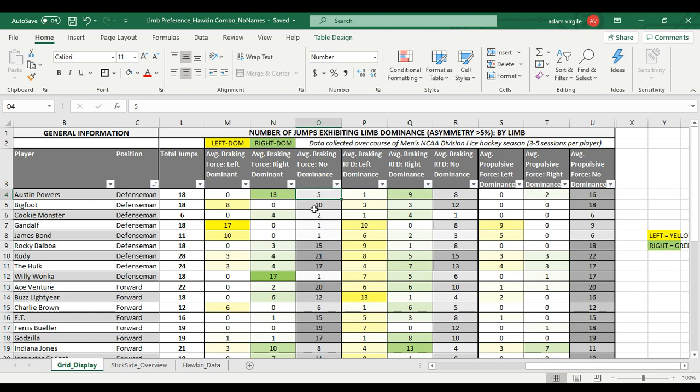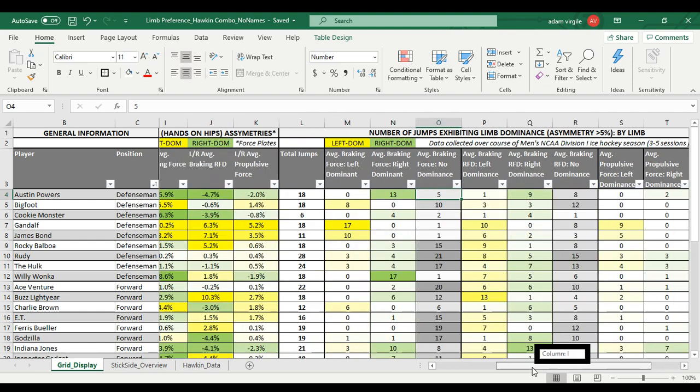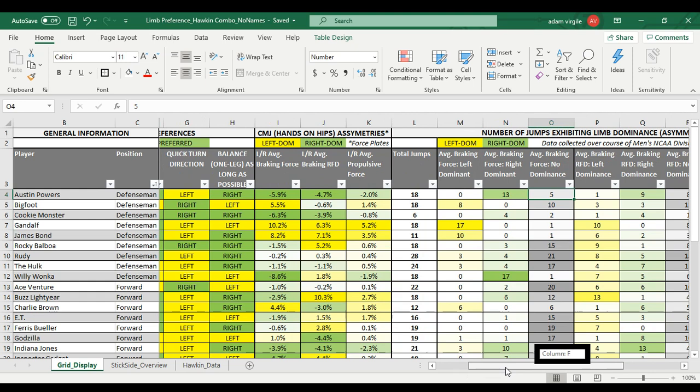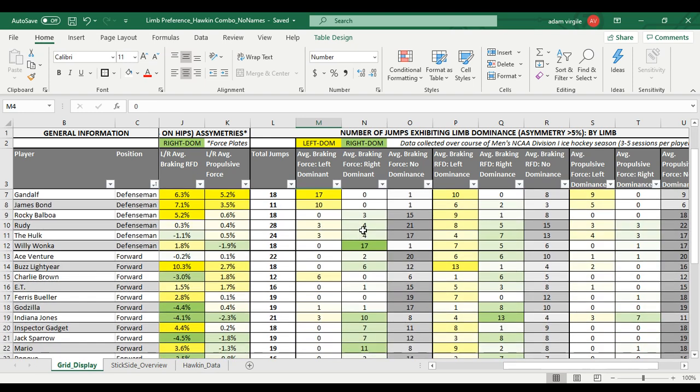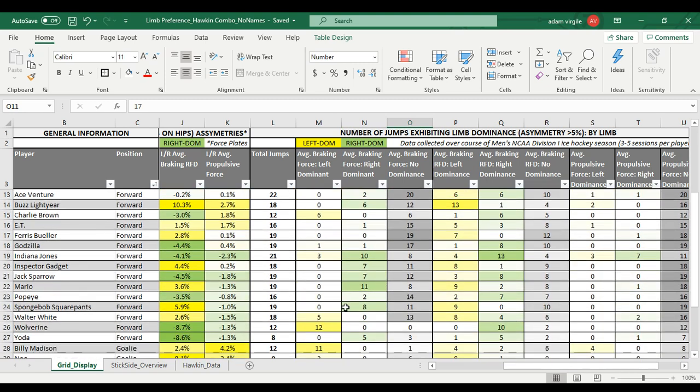So what we quickly notice here again is that there's a lot of variability. Specific to average braking force, it seems pretty consistent in that if guys do present with an asymmetry, most guys, for example this guy, 17 to 0, 10 to 0, 4 to 0, 8 to 0, 13 to 0, it's pretty consistent. Some guys it's not. 3 favoring his left, 4 favoring his right, 21 no favoring, 3, 4, 17. So for the most part, it's pretty consistent.